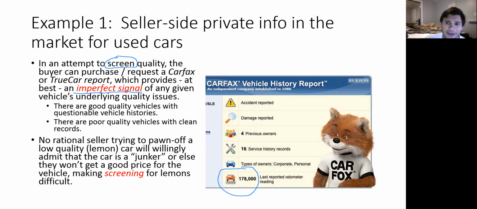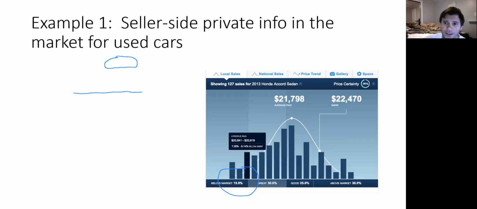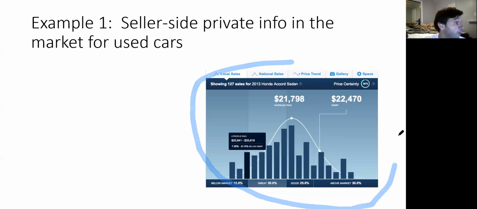From the buyer's perspective, the buyer is able to observe the distribution of the price quality data. If you go to TrueCar, you can pull up some information that looks like this diagram on the right-hand side. You'll notice this is showing us 127 sales for a 2013 Honda Accord sedan. It's showing us a histogram distribution of how those sales are distributed.